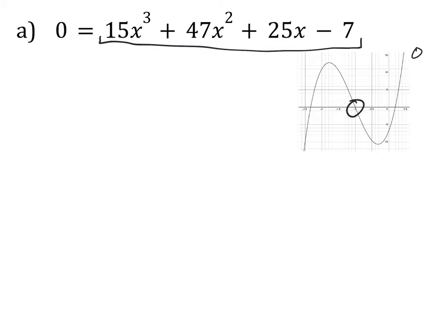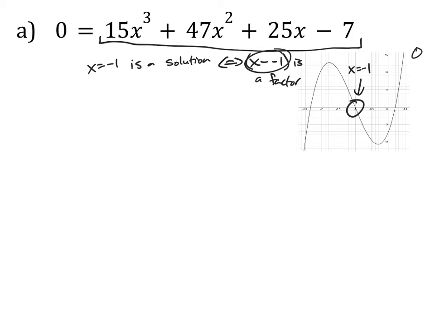But what I want to focus on is this spot right here, which is x equals -1. X equals -1 is an x-intercept. That's a spot where it crosses the x-axis. And so because of that, I can say x equals -1 is a solution. And that means, two ways, but it means that x minus -1 is a factor of this polynomial, okay? So I can divide my polynomial by x plus 1.